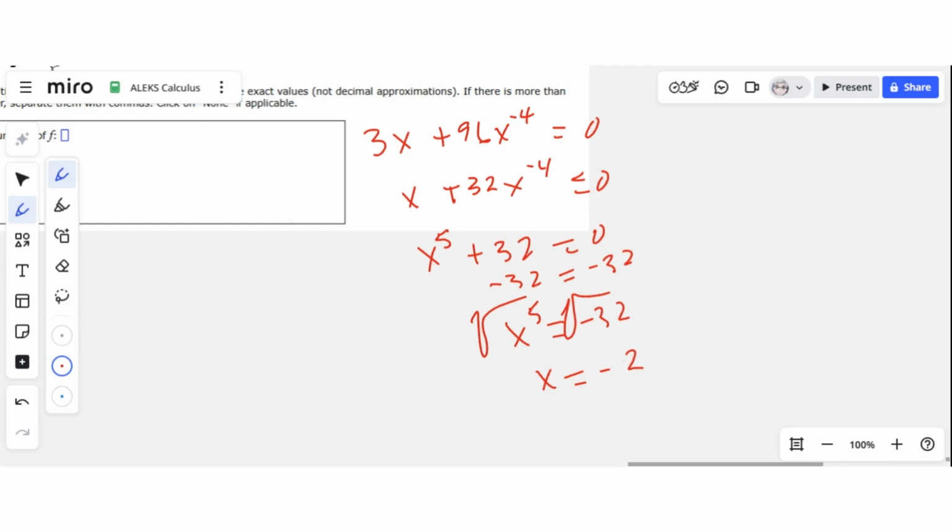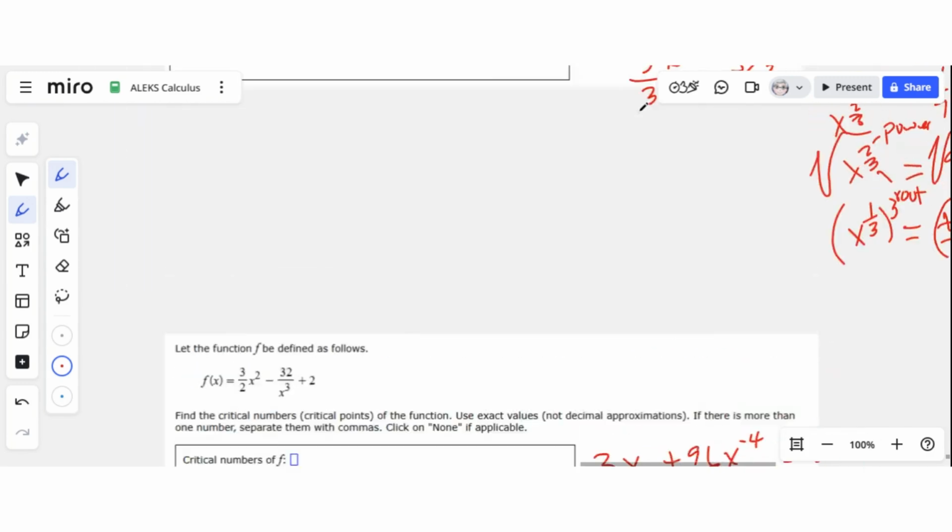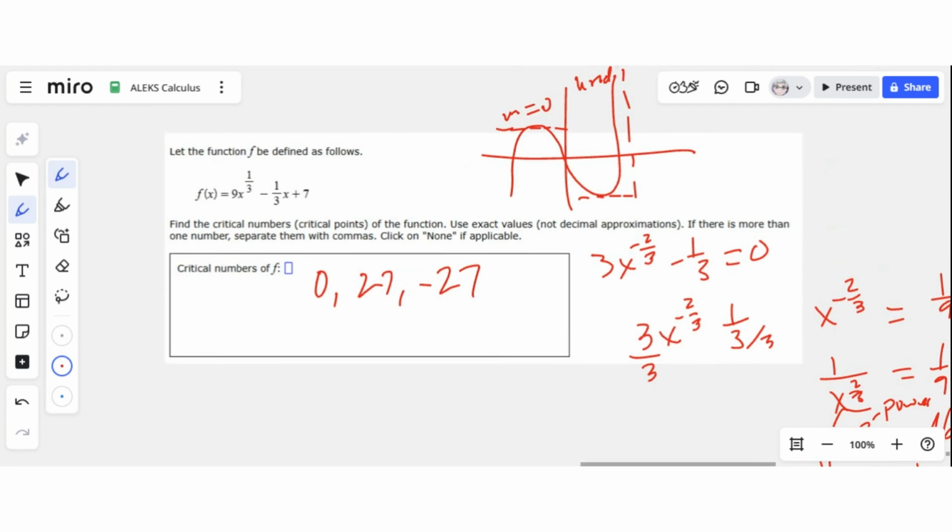Here's one piece of advice, though, that I would suggest. If you want to check your work, you might want to actually graph this. Doing the algebra first is a good first step because you want to practice these skills. But if you want to verify your work, you can graph the function in Desmos. So for example, this one up here, I plugged in 9x to the 1/3 minus 1/3 x plus 7. And what you can see is, yes, at 0, you do have a vertical slope there. So that's where it's undefined. And then it looks like we have slopes of 0 at negative 27 and at positive 27.